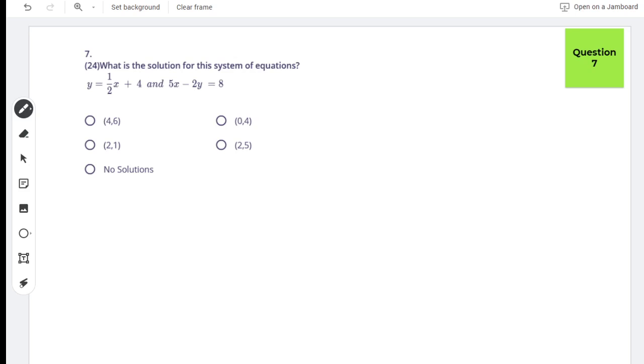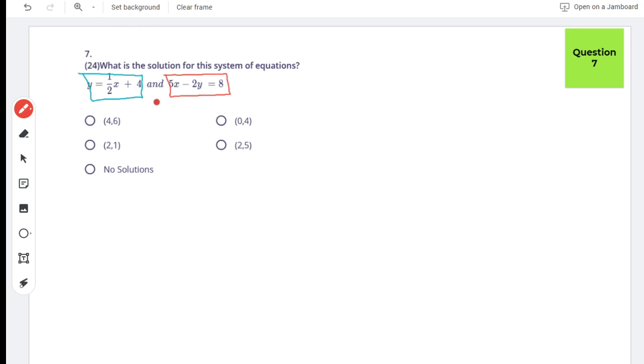In this problem, we are attempting to determine a solution for a system of equations. So to start out, what I'm actually going to do is assign a color for each equation. This first one I'm going to call blue, and the second one I'm going to call red.